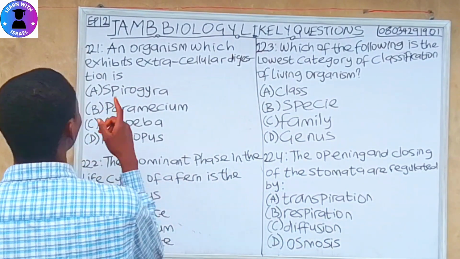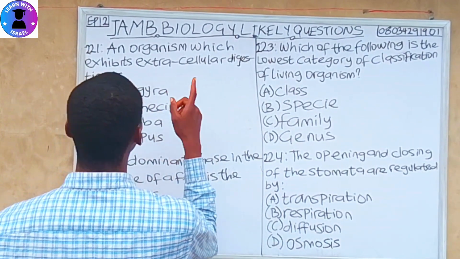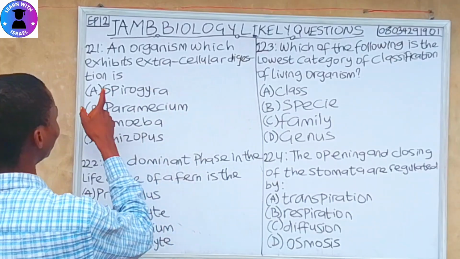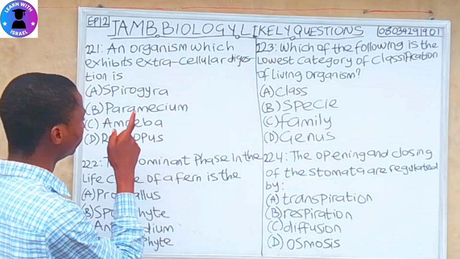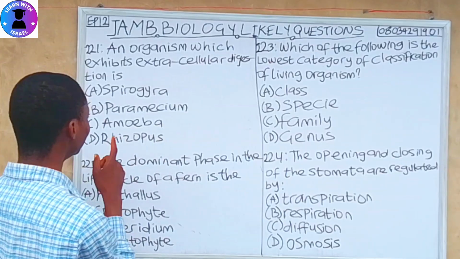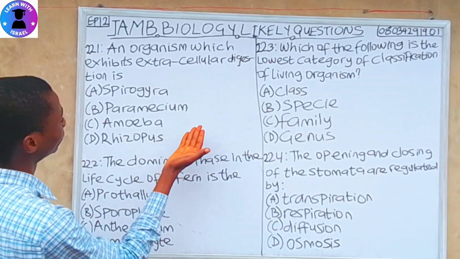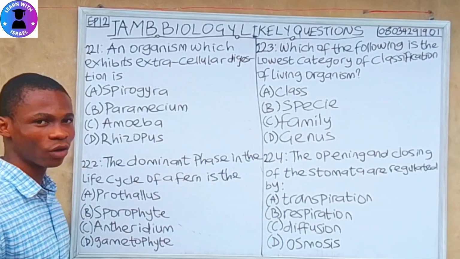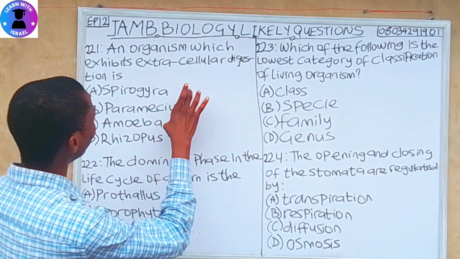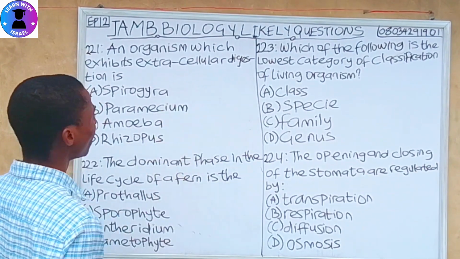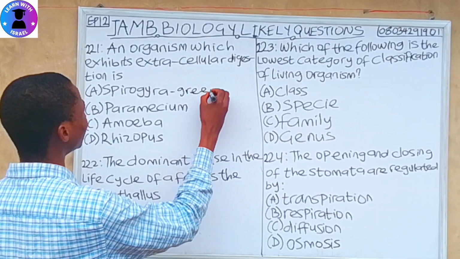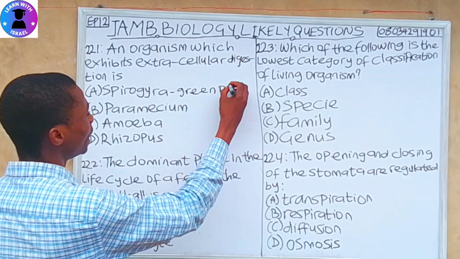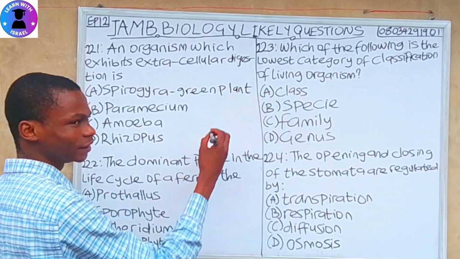Question 221. An organism which exhibits extracellular digestion is A. Spirogyra, B. Paramecium, C. Amoeba, D. Rhizopus. So look at it. Which of the options can be the correct answer? Let's start from Spirogyra. Spirogyra is a green plant, and it does not exhibit extracellular digestion.